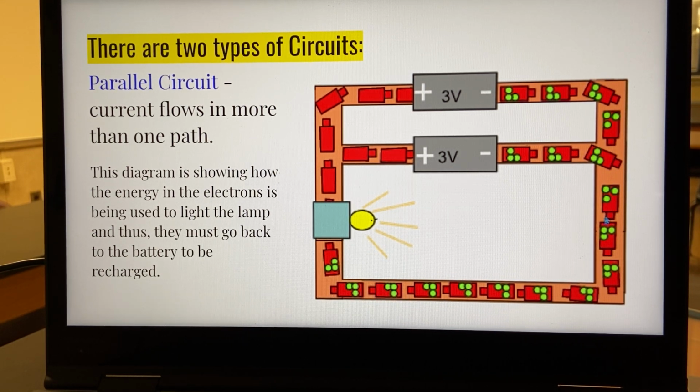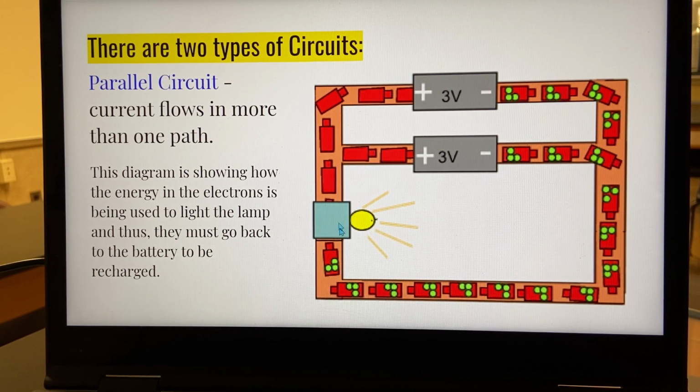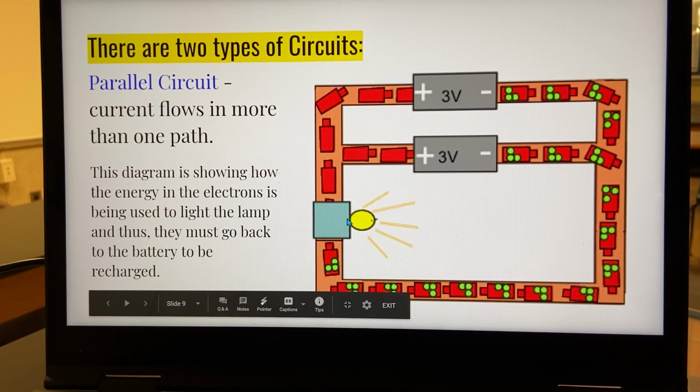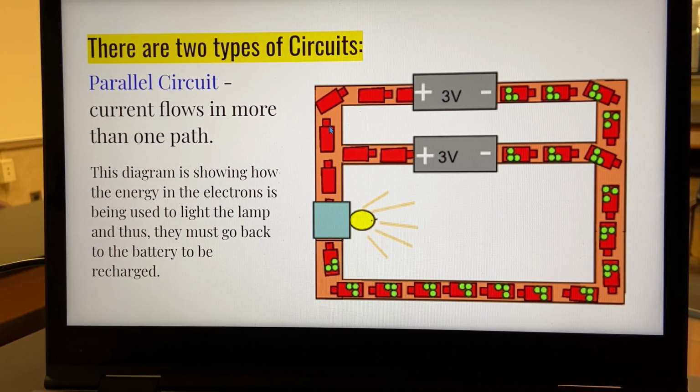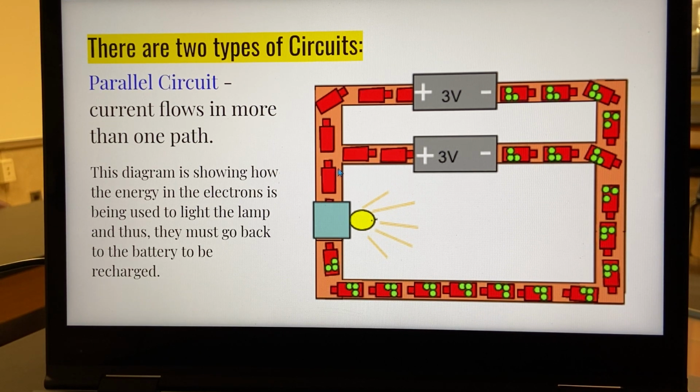They meet up over here, and when they get to the lamp, the energy from those batteries is going to be used. So right now, these electrons have to get back to the batteries to get recharged. Once they're recharged, they continue. Once the electrons get to this point, they can choose to go right or they can choose to go up and then right. So there are multiple paths.